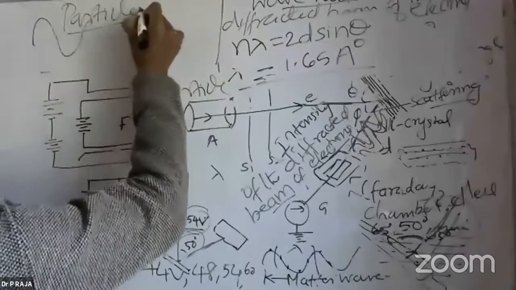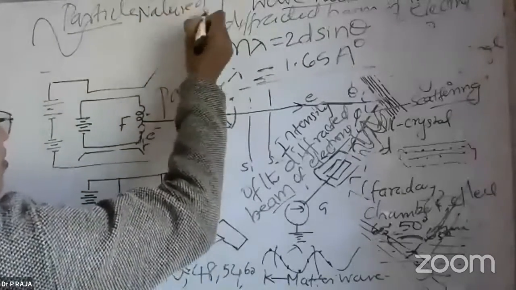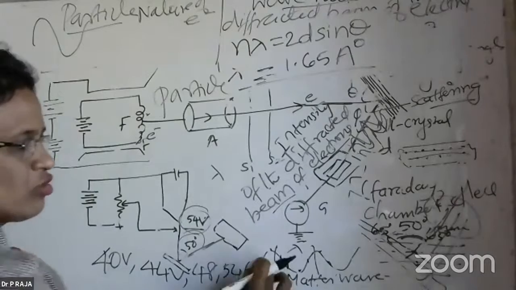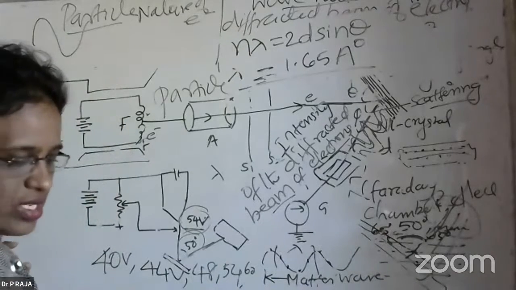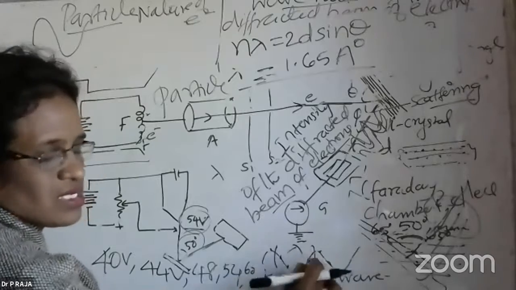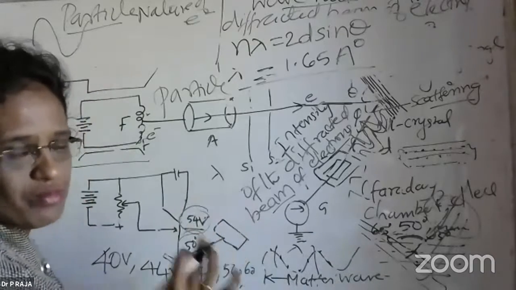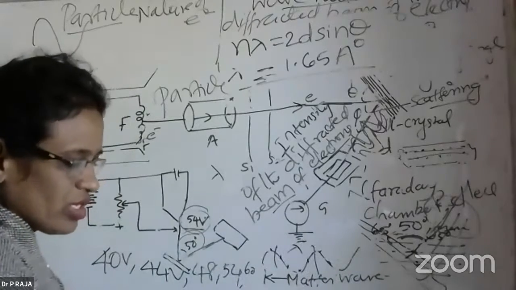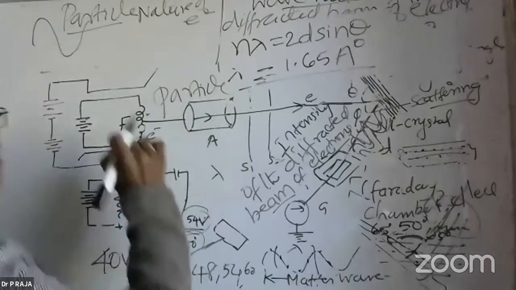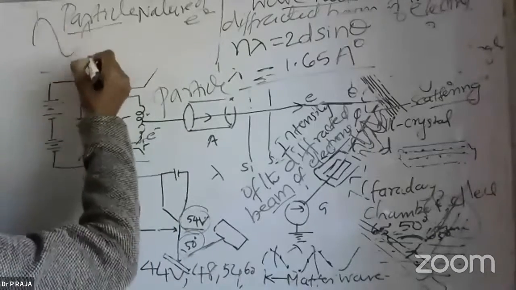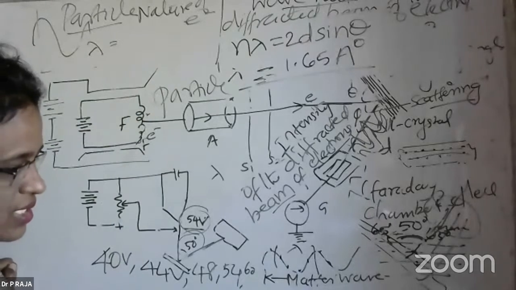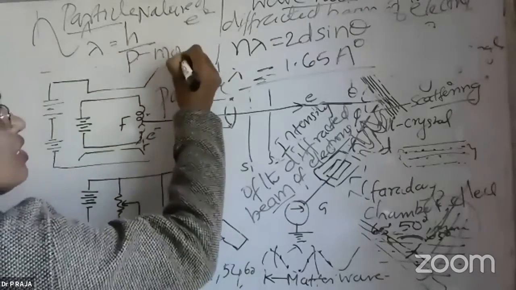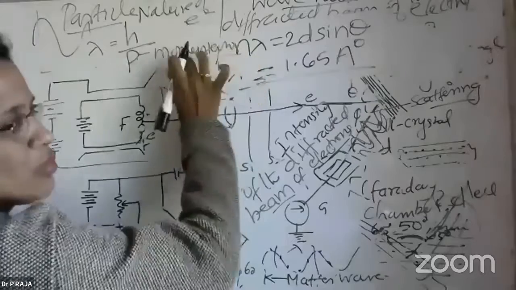Now, the particle nature of the electron. If the electrons are moving like particles but also having a wave pattern, that means they have a mass, and they also have momentum because they are moving with a velocity at a particular speed. So we need to use this formula according to de Broglie. What is the wavelength of a matter wave? Lambda is equal to h by p, Planck's constant divided by p, where p is the momentum of the moving electron.